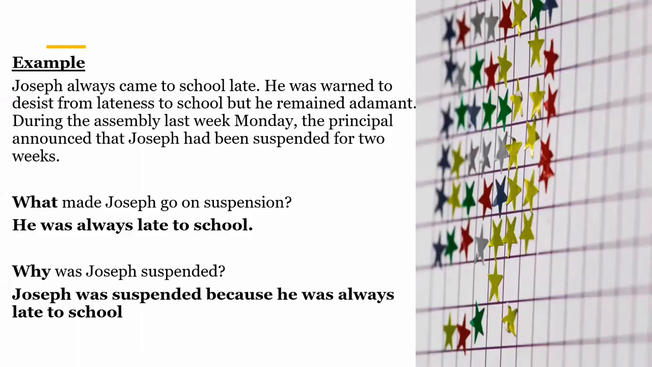Joseph always came to school late. He was warned to desist from lateness to school and he remained adamant. During the assembly last week, Monday, the principal announced that Joseph had been suspended for 2 weeks. The question is, what made Joseph go on suspension? The question is on what? Therefore, the answer will go directly. He was always late to school.